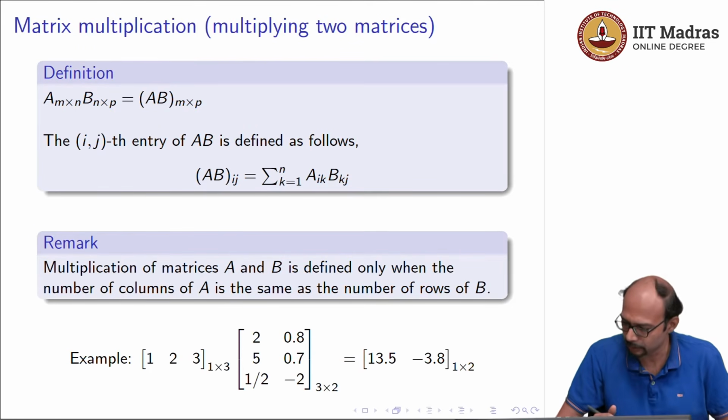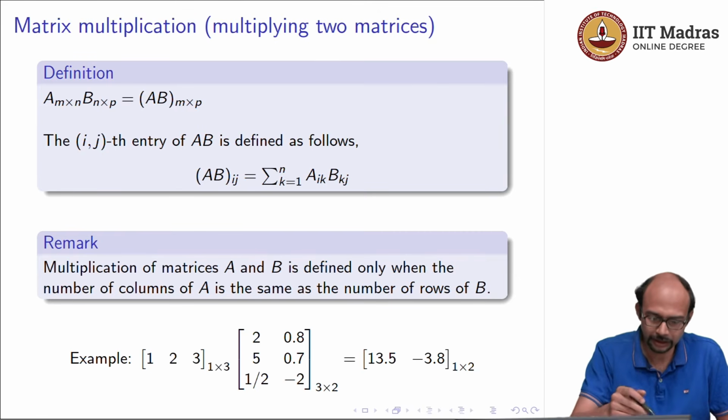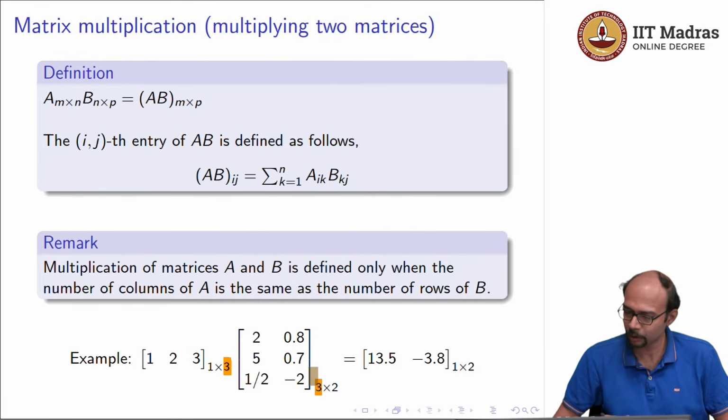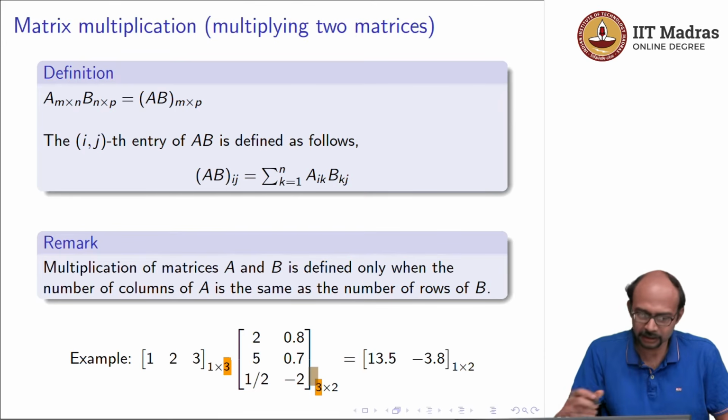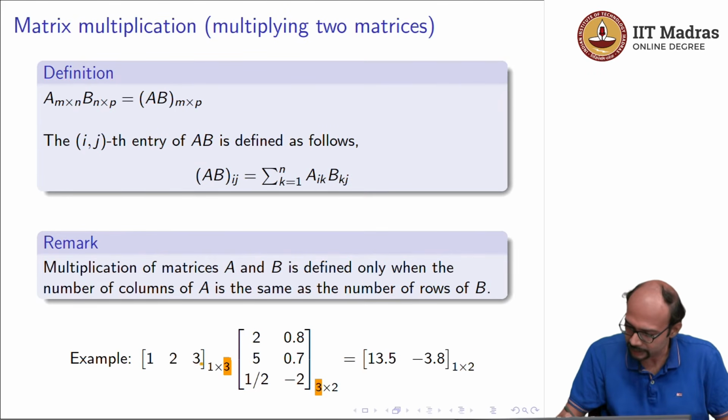Okay, so here's another example. So 1, 2, 3 times the matrix 2, 0.8, 5, 0.7, half, minus 2 is 13.5, minus 3.8. So 1 row and 2 columns. Where did I get 1 row and 2 columns from? First of all, is it defined? Can I multiply these at all? Yes, because the number of columns of the first one is the same as the number of rows of the second one. And then in the resulting matrix, what was the size?